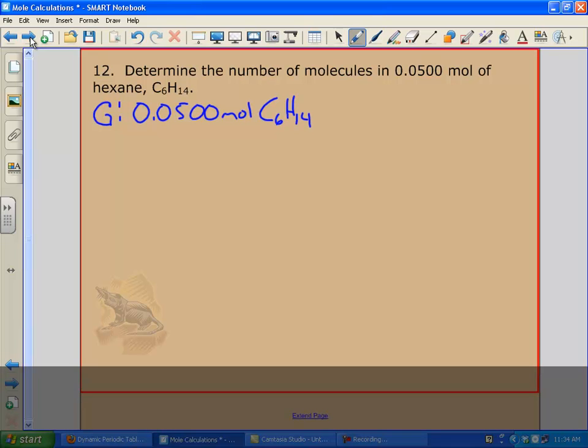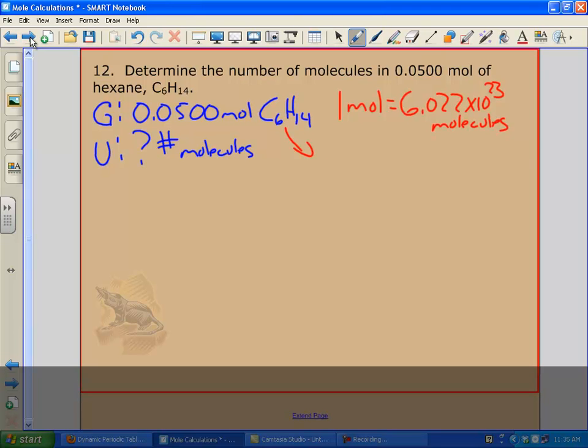Now, if you don't know how to find the formula right now, since we haven't talked about naming, I'll give you the formula, and it's there, C6H14. I'm looking for number of molecules. As soon as you see molecules, you should immediately jump to Avogadro's number, just like atoms. So 1 mole is 6.022 times 10 to the 23rd molecules. So that's not too hard.